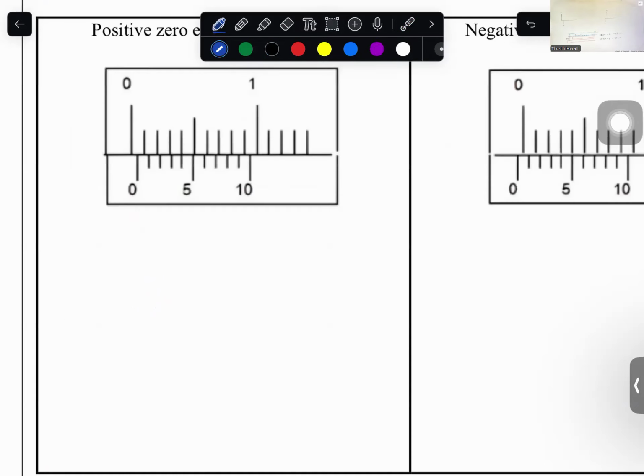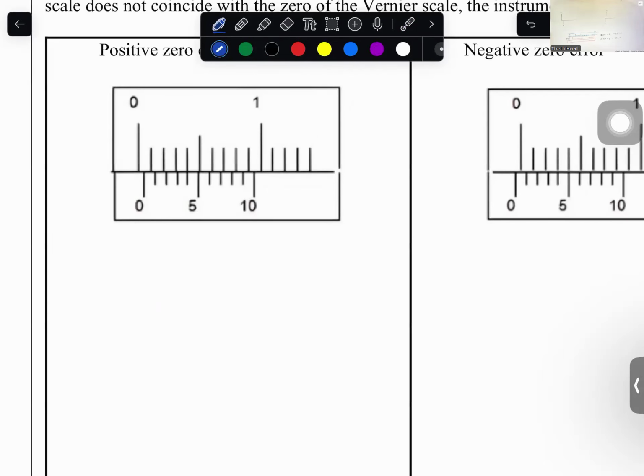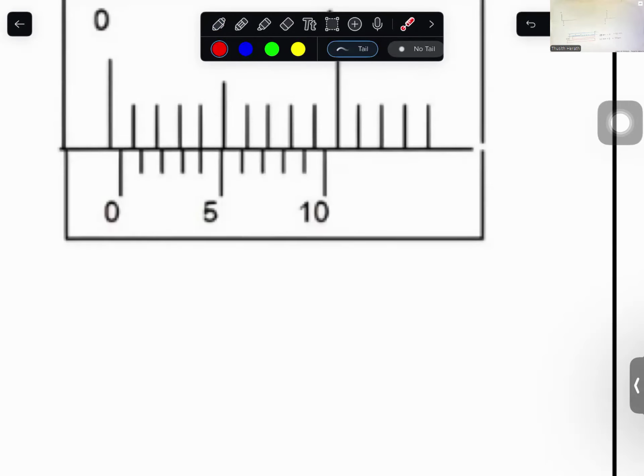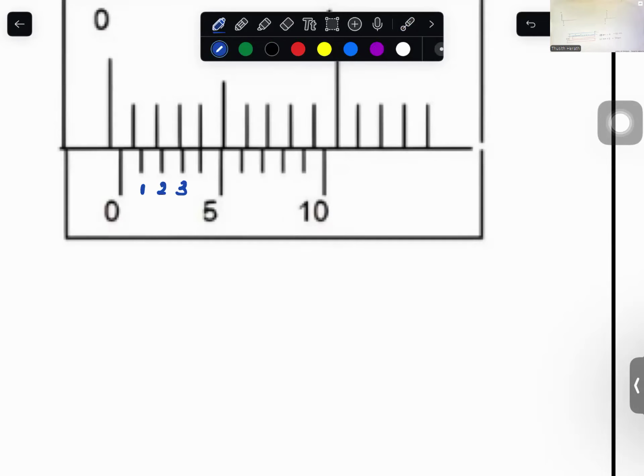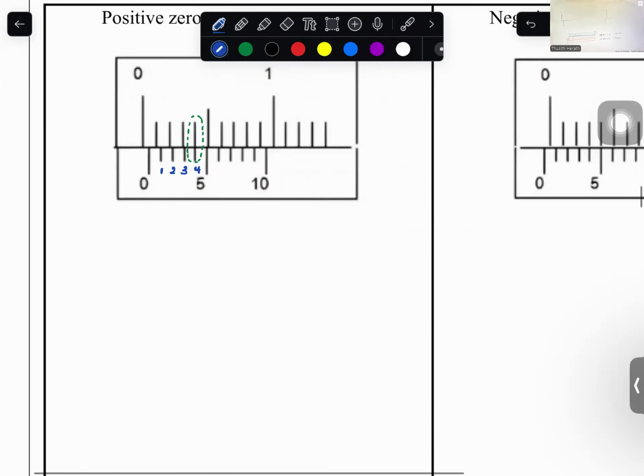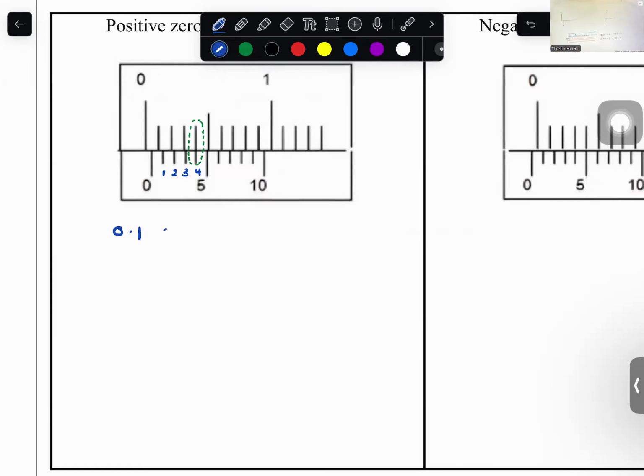So for a positive error, how much is the error here? To calculate the error, it's the same way you calculated the readings before. Here also you can see the zero mark is past the zero mark of the main scale, so the main scale reading is 0 and we don't need to write it. Let's check which line is coinciding. 0, 1, 2, 3, 4. You can see the fourth line is coinciding, right? So the reading here is 0.1 into 4, which means 0.4 millimeters.